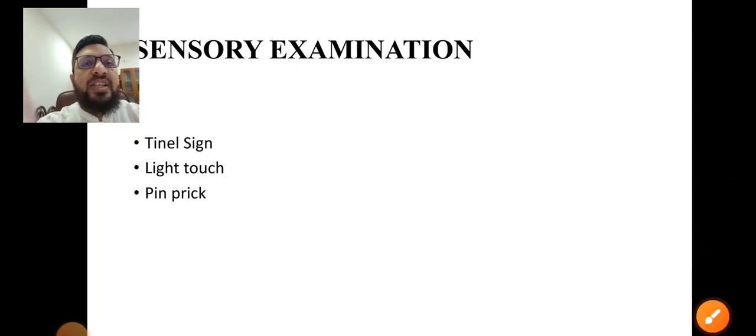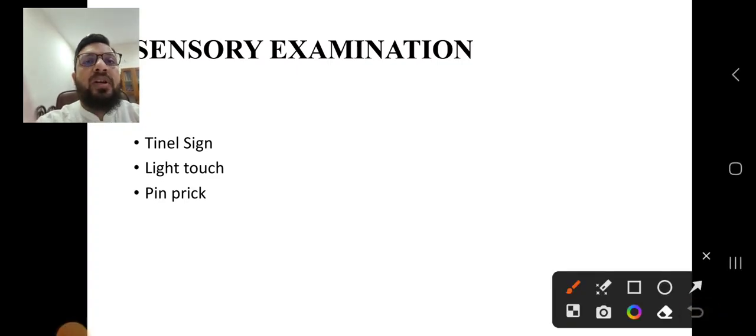And then the sensory examination, that is very important, in particular for this patient. Although in some videos it is not given, you have to perform it because it is the key, and there will be findings indeed. So number one is Tinel sign, then light touch, and then pin prick.